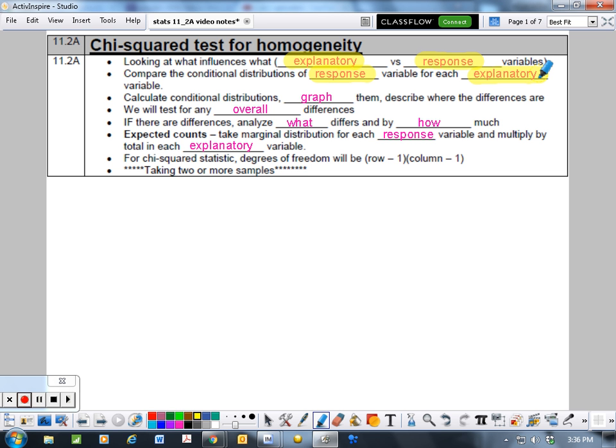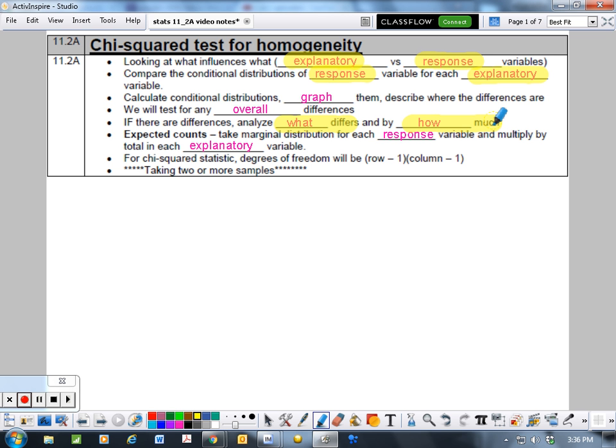A lot of times we will graph them to see if there's truly a difference before we even test. If we graph and we can see that there's really a difference, then we can continue. If we graph them and there's not really a difference, then we won't continue. That way we can see where the differences are occurring. Then we test to see whether those differences are really significant, or whether they just happen by chance. If there are differences, we then analyze what differs and by how much. So that's our follow-up.